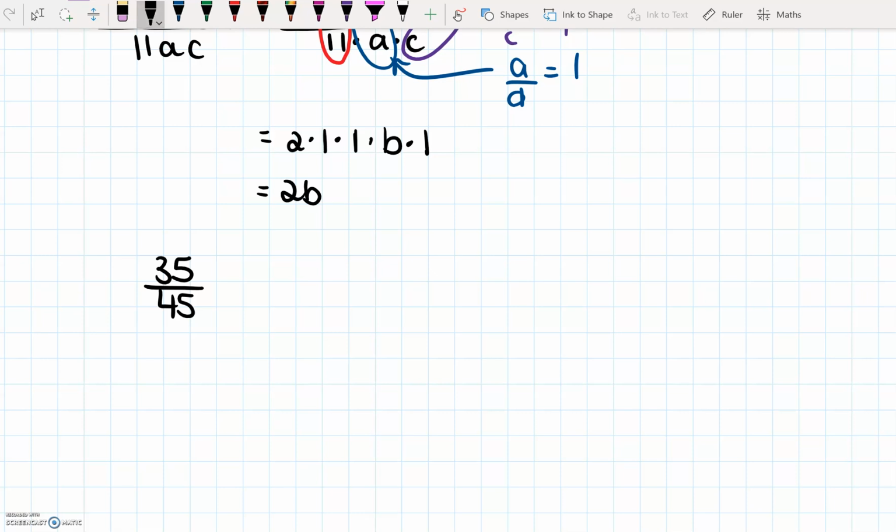Instead, you have to write it as a product of its factors. You have to factorize. So 35 is 7 times 5, and 45 is 9 times 5. Again, on the top and the bottom we have 5 and 5, and they can be replaced with 1s. So what we end up with is 7 over 9.